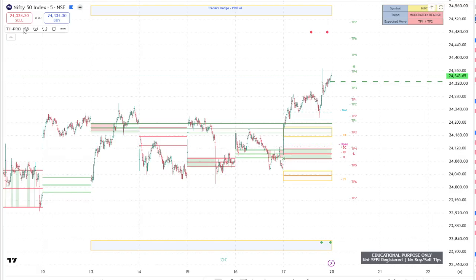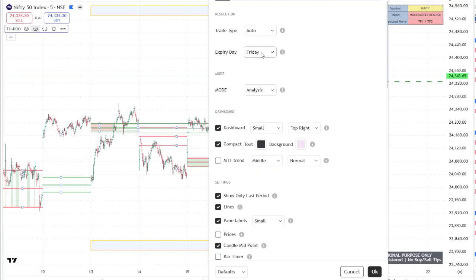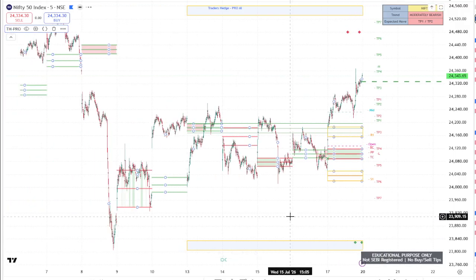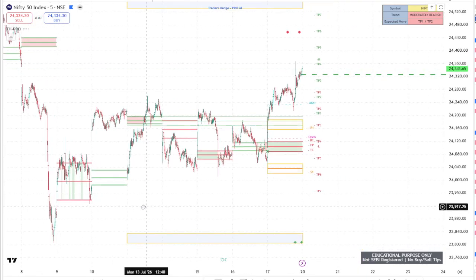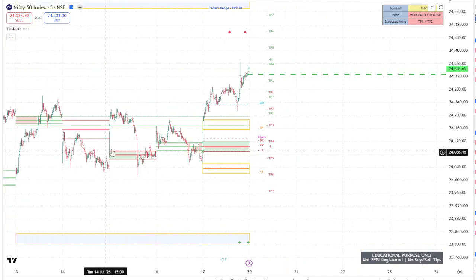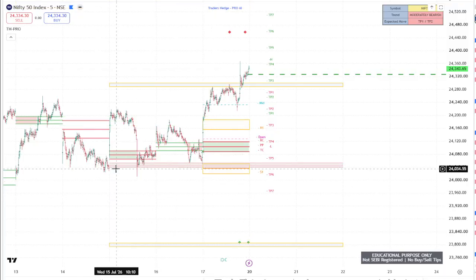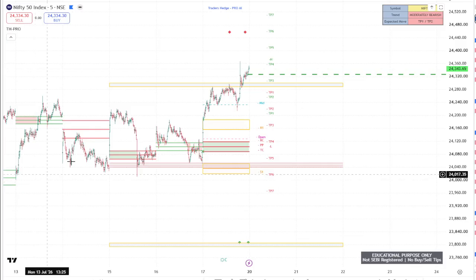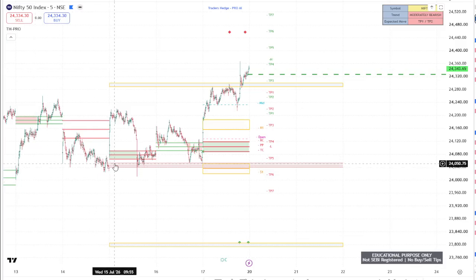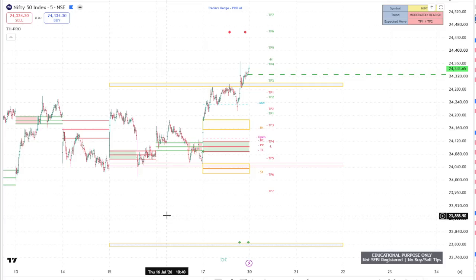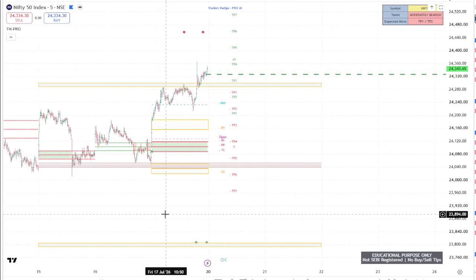So what we have done is, when you choose Tuesday as the expiry, the indicator will start the calculations from the expiry day. So where the fresh contract starts, from there it does the calculation. So now you can see this, instead of plotting from Monday, it has started plotting the pivots and the calculations based on expiry day from Wednesday. So this is where the contract started, and now you will see a beautiful picture of Wednesday.